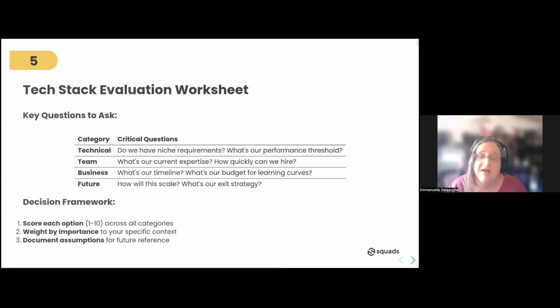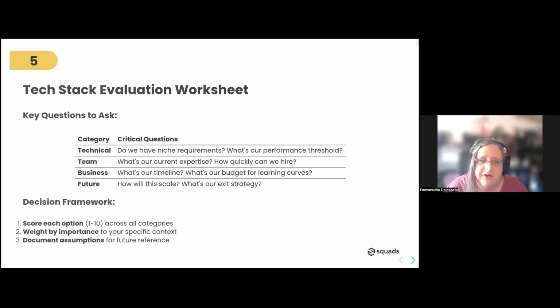So the four things to ask when deciding on a tech stack are: do we have a niche technical requirement? And most of the time for startups, the answer will be no. If we have a team, what is our team familiar with? Or if we don't have a team, what are the technologies that are going to be best to hire for? Then the business: what is the timeline, the budget, and the future? Scalability does come into play, but only as a plan and not as a feature at the beginning of the implementation.